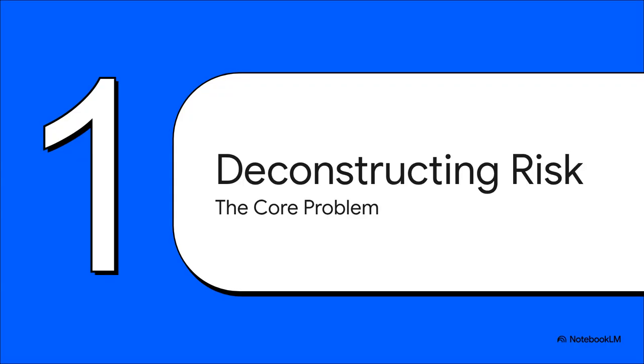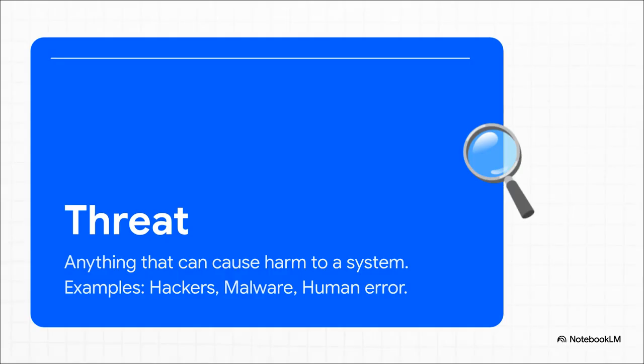Now, to really get why we need this kind of audit, we first have to understand the core problem it's built to solve. And that whole problem boils down to one simple but really powerful word: risk. So, risk always starts with a threat. A threat is basically anything out there that has the potential to cause some kind of harm. You've got the obvious stuff, right? Like hackers trying to break in, or malicious software like malware. But a threat can also be something as simple and honestly as common as an employee just making a mistake.